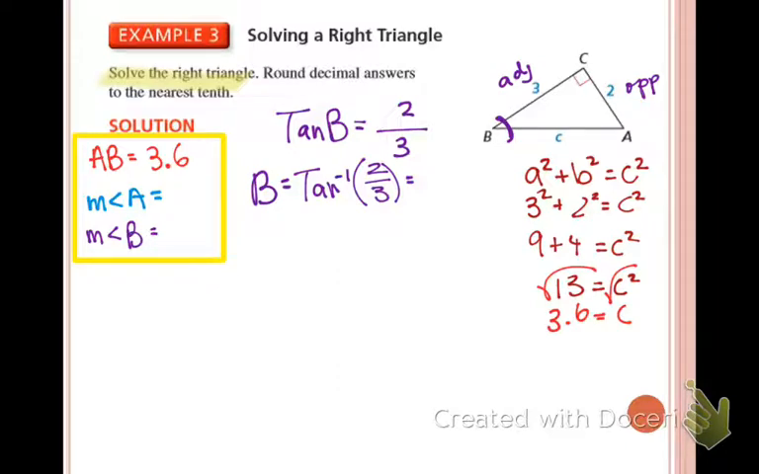Because those are angles. All right, so shift tangent of 2/3. What do we get? Round it to the nearest tenth. 33.7 degrees. Good.